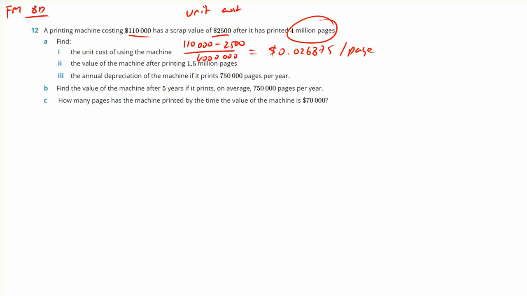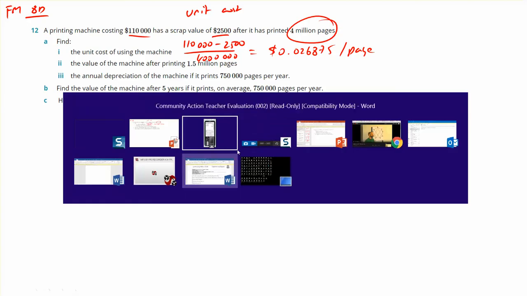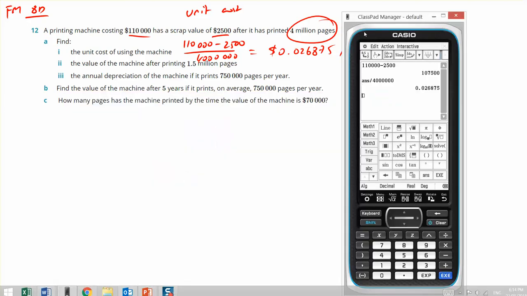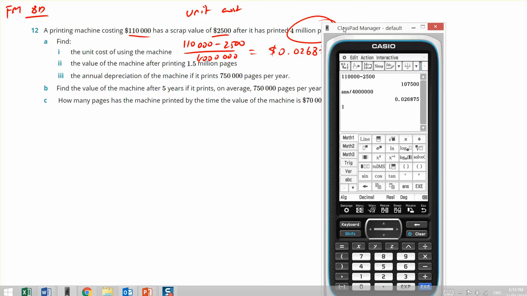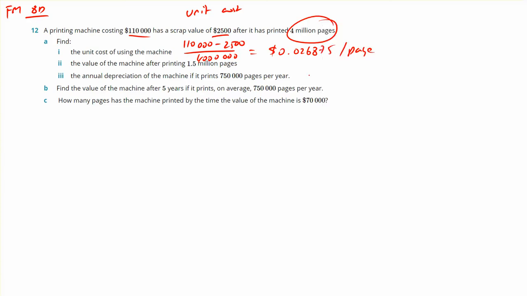Alright, so the value of the machine after 1.5 million pages: because we know the cost per page, we just need to multiply the cost per page by 1.5 million. Make sure I have enough zeros, 1, 2, 3, 4, 5, 6 zeros, perfect, times my previous answer. You can copy and paste it, so drag and drop. Enter, 40312.5.